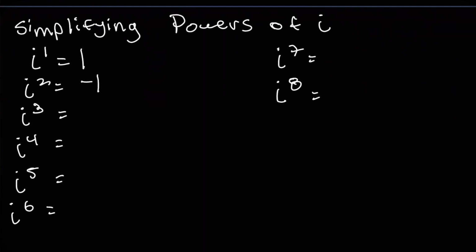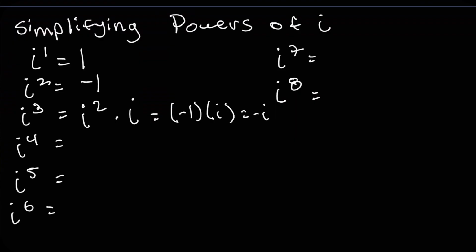Alright, our next topic is going to be simplifying powers of i. So if we're looking at i to the first power, that's just i. And if you recall previously, i squared is equal to negative 1. Well, how about the other powers? We know that i to the third is equal to i squared times i, and we know that i squared is equal to negative 1. So negative 1 times i is just going to be equal to negative i.